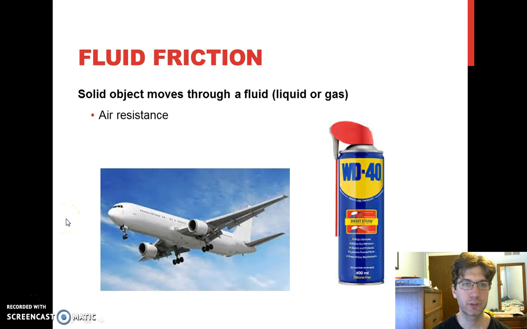Another example of fluid friction would be liquids, such as WD-40, which is an oil that you can spray on a bolt or something. So instead of having the sliding friction between the bolt threads and the casing that it's in, you can have it between the bolt threads and a layer of liquid, which is the WD-40, and therefore it makes it less friction and easier to get things moving in that sense.